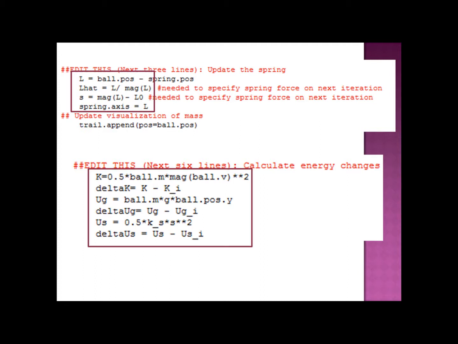The last thing I edited is the new energy of the system at each time interval. The kinetic energy, the gravitational potential energy, and the spring potential energy change and have to be recalculated and updated. Changes in each of these energies are then stored and plotted so that we can see the energy change at each time interval.